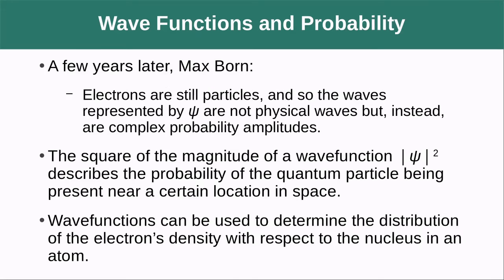A few years later, Max Born said that electrons are still particles, and so the waves represented by psi are not physical waves, but instead complex probability amplitudes. And what he means by complex here is like a complex number, they contain imaginary numbers, i.e. the square root of -1.